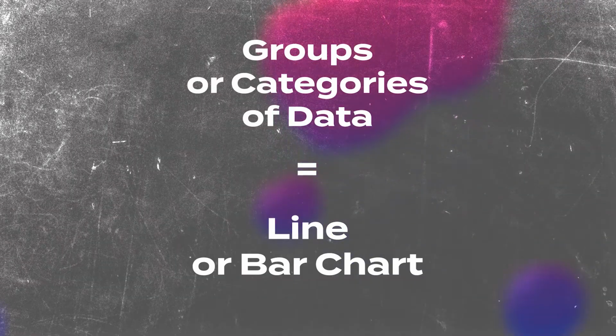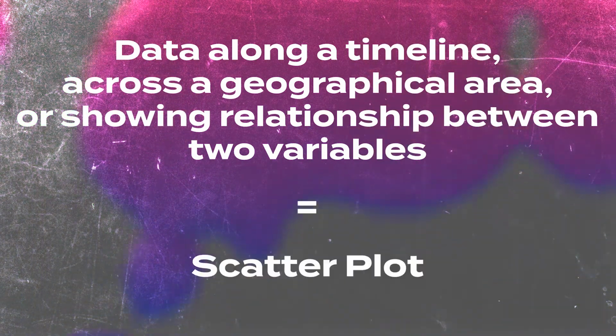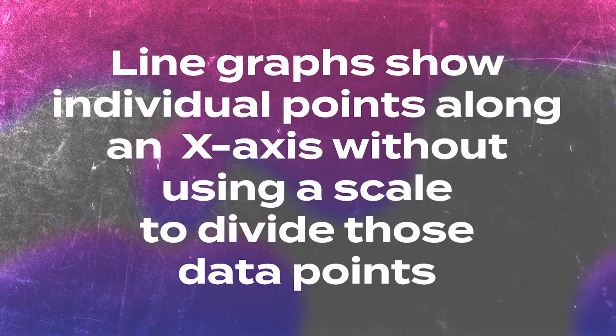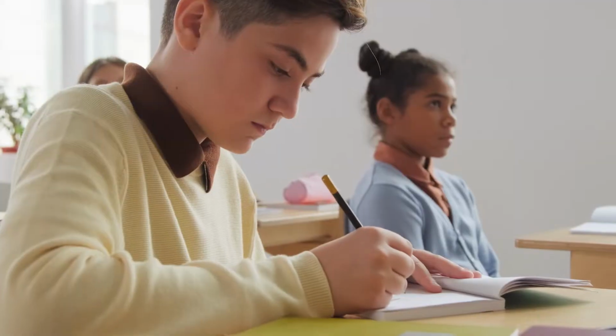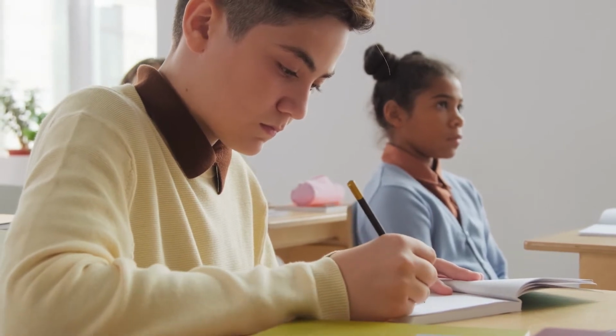If you are comparing groups or categories of data, a line or bar chart would be the right choice. But if you are looking at data along a timeline or across a geographical area, for example along a stream, or showing the relationship between two variables, a scatter plot would be the best type of graph to use. Line graphs are often confused for scatter plots, but line graphs show individual points along an x-axis without using a scale to divide those data points. This type of plot would be better shown as a bar or scatter plot depending on the type of data.